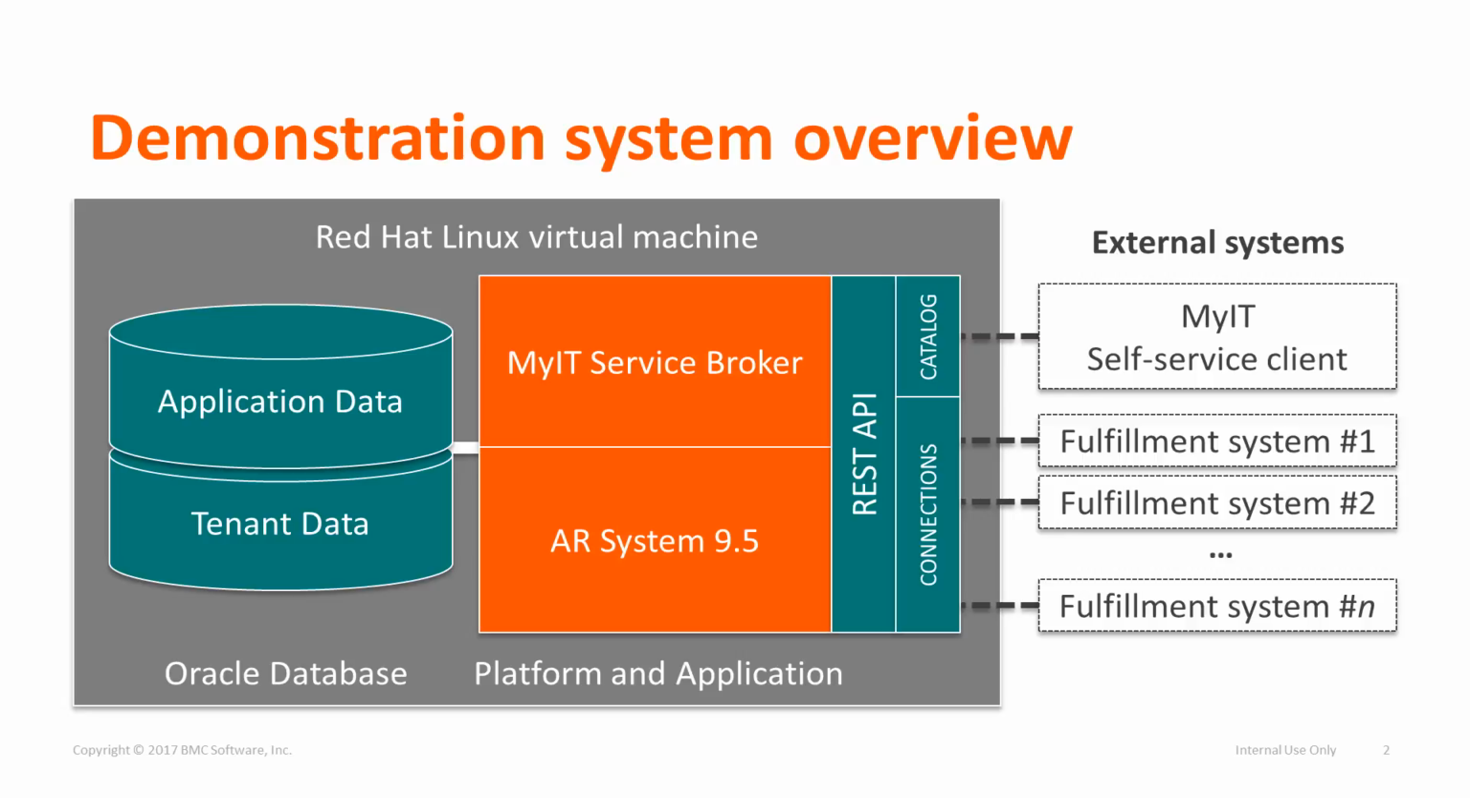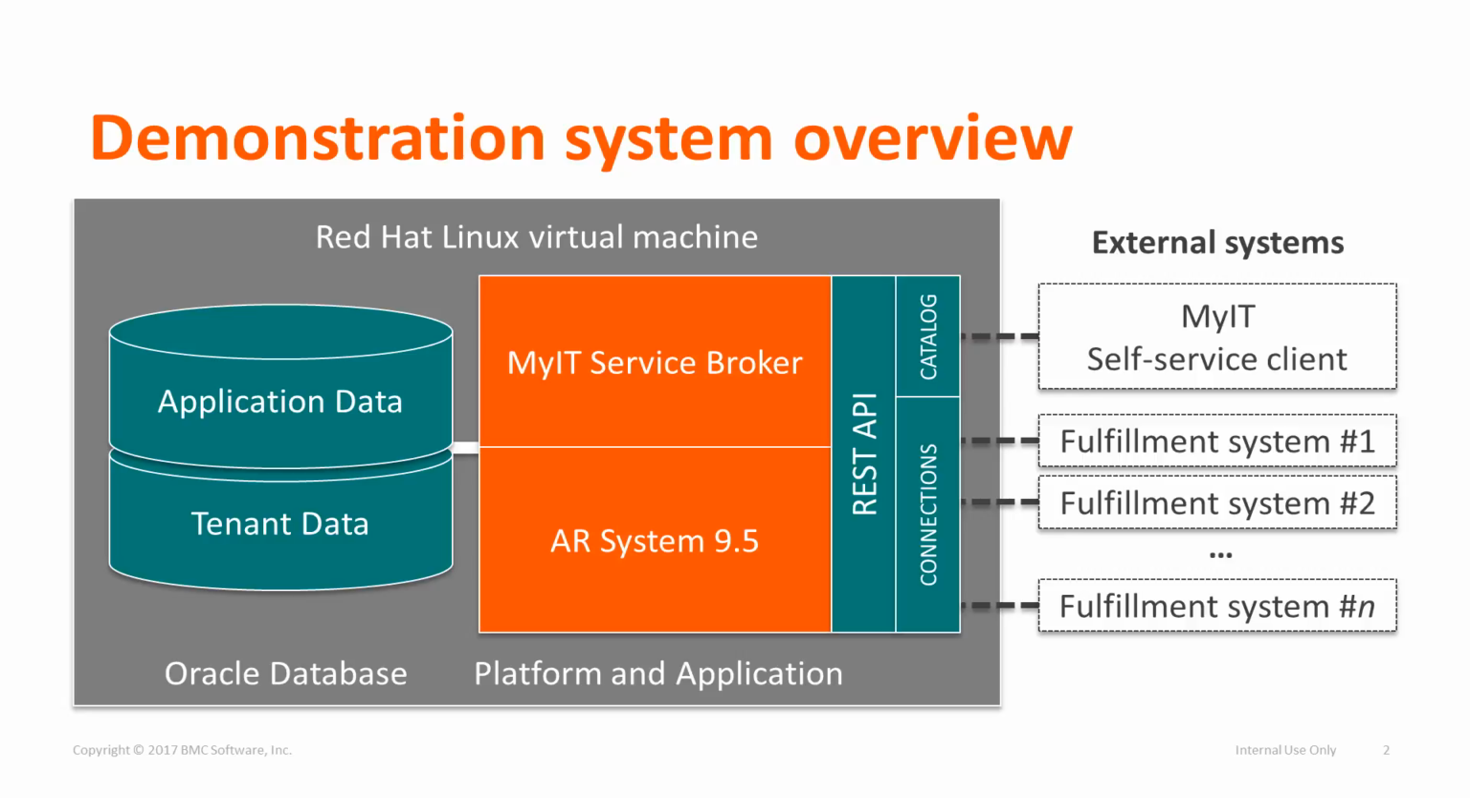There's tenant data. There's the application data, which is used by the Service Broker app, and then the tenant data, which is all of the catalog service items and other details that go into your service catalog profiles and workflows and things. The application platform, the application stack here shows the main platform system and the application connecting to a REST API.